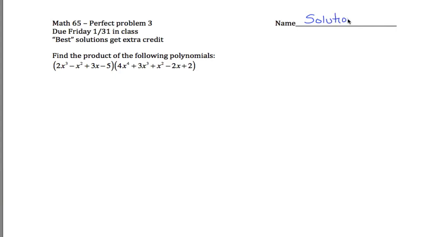All right, here are solutions to perfect problem 3 for Math 65. In this problem, we are asked to find the product of these two polynomials. So you have a polynomial over here in the parentheses and then another one over here in the parentheses, and we're asked to multiply them together.